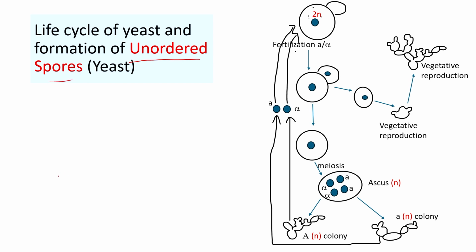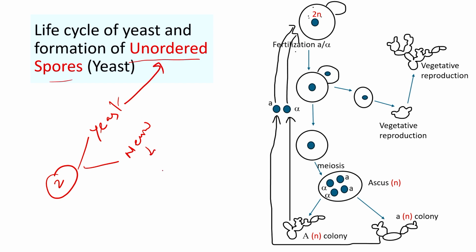We will be taking two examples, one for yeast and another for Neurospora, and yeast has unordered spores whereas Neurospora has ordered. What is the difference? Do not worry about it. I will make sure that you understand the difference very clearly, but just remember these two points: in yeast they are unordered and in Neurospora they are ordered.